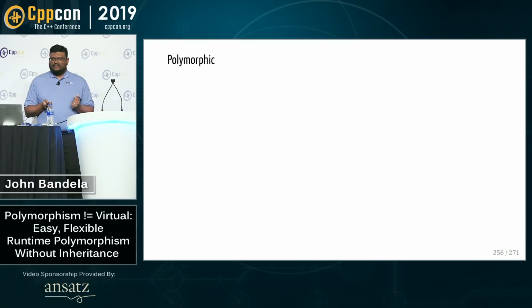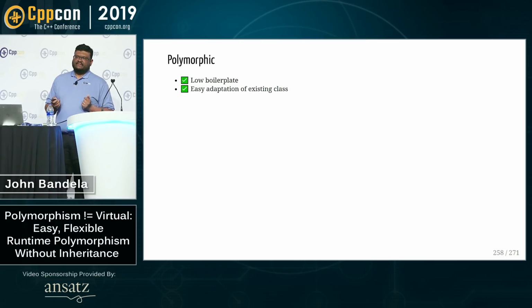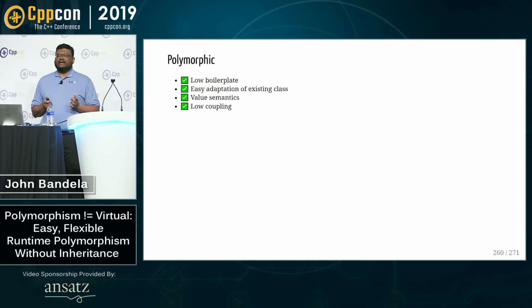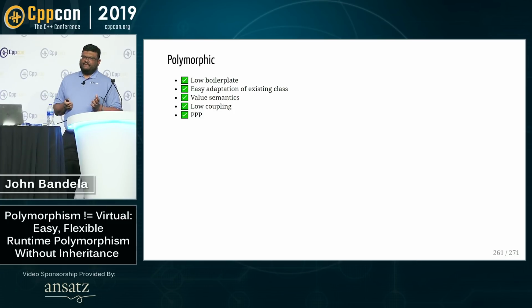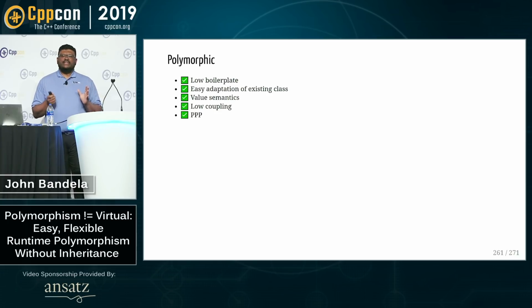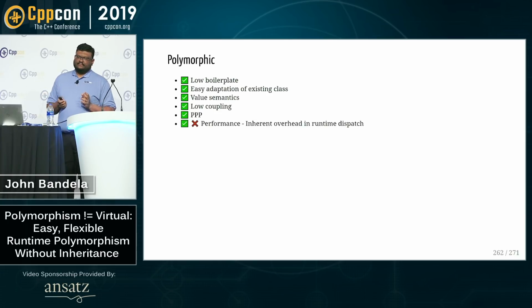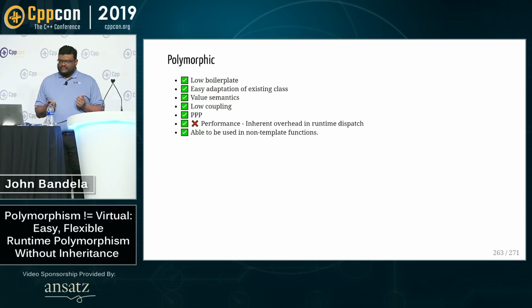So: polymorphic, low boilerplate, easy adaptation of existing classes, value semantics, low coupling. We follow the polymorphic principles: we don't care how we define the type, we care how we use the types. Performance is on par with all the other indirect function calls. And it's able to be used in non-templated code.